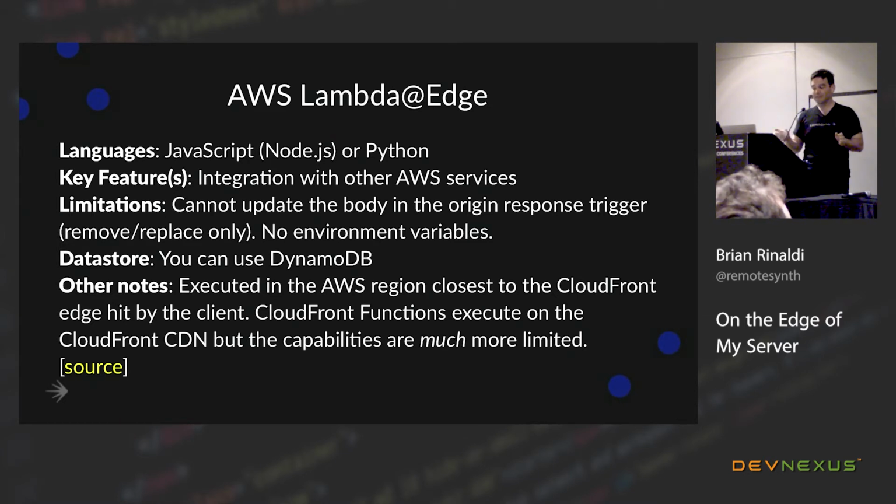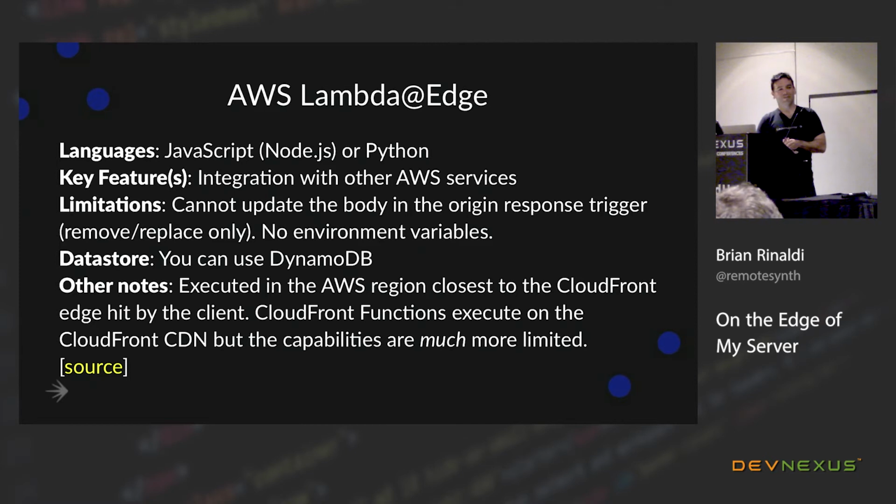So it has a couple of interesting limitations. One is you cannot update the body in the origin response trigger, and I'll explain what the triggers are in a moment. You can only remove and replace it. The key thing to understand here is that some of those use cases, like personalization and A/B testing, get a little more difficult on Lambda@Edge because I can't change out the body. I can't actually access the body of the response to change, say, a header for an A/B test. I can remove it and replace it, but I can't access what's inside the response body.